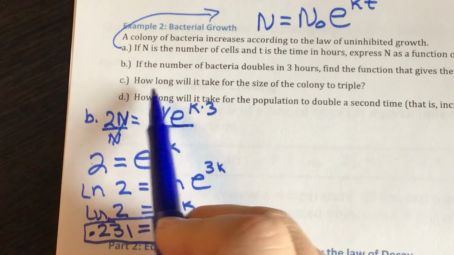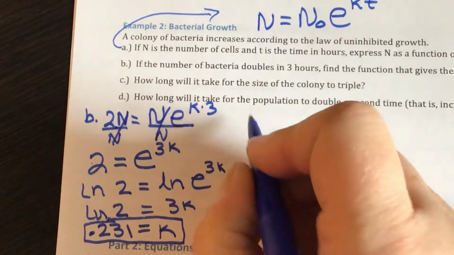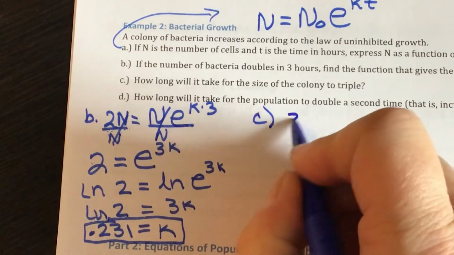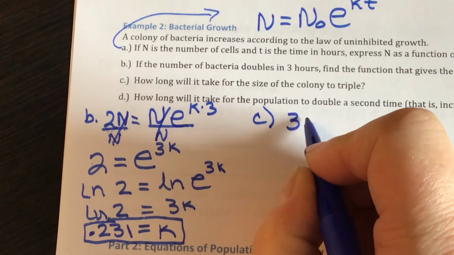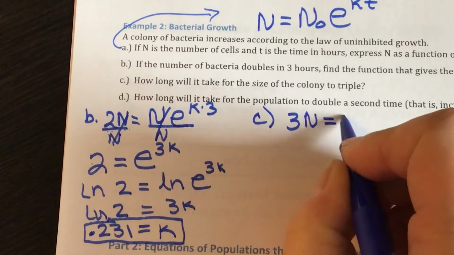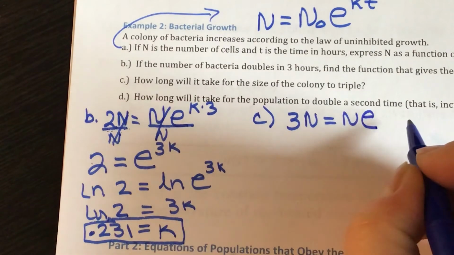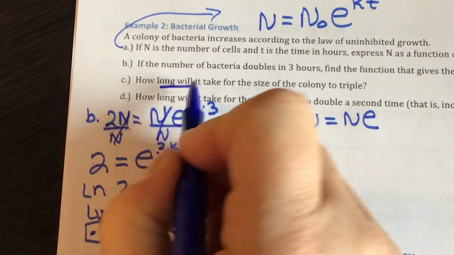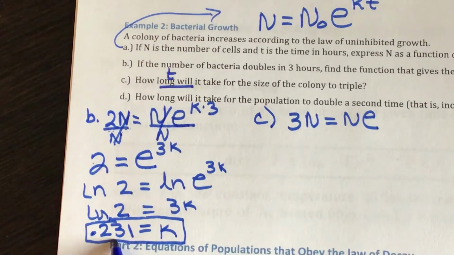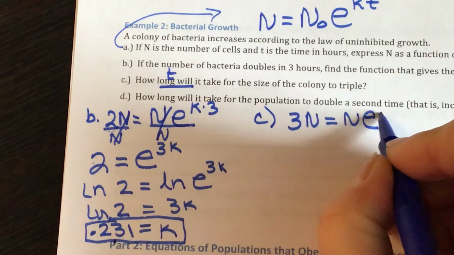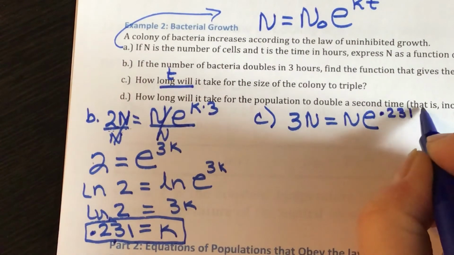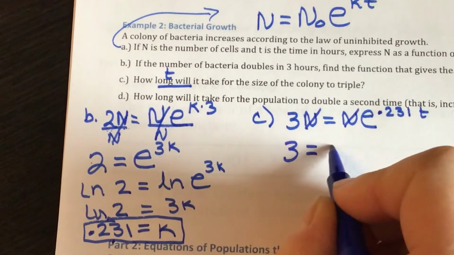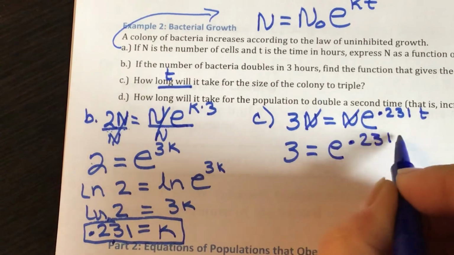So in part C, how long will it take for the size of the colony to triple? All right, so instead of doubling like it did in the first one, I'm going to make it triple. So 3 times the amount is the amount times e. Now, I'm finding how long, so I'm finding the time for this one, but I'm going to use the same rate. So I have 0.231 times t. So my n's will cancel. 3 equals e to the 0.231t.